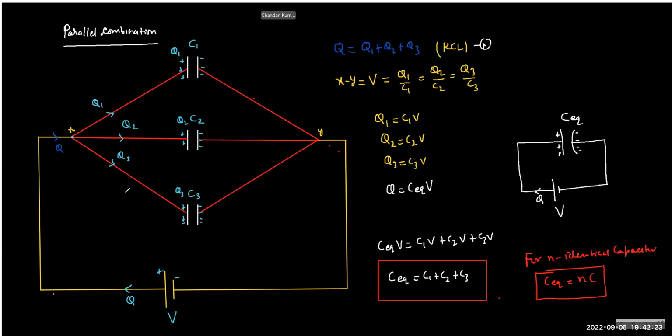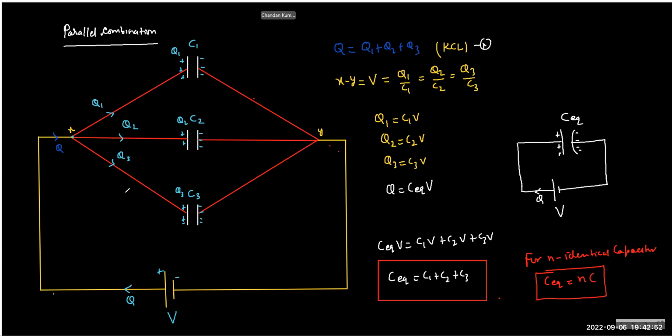In parallel combination, what is the same? Potential. So the height is same for all. So which capacitor will get maximum water? I mean maximum charge. The one with highest capacitance. So in parallel combination, if I have two capacitors, one with high capacitance, other with low, then charge will go proportional to the base. So can you say the charge will go proportional to the C value? Yes.